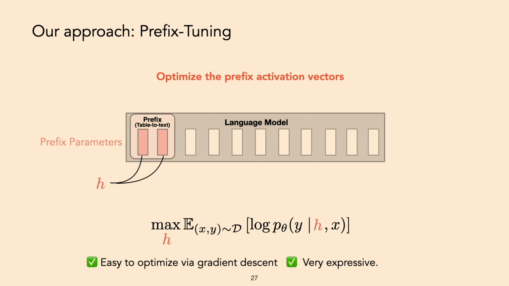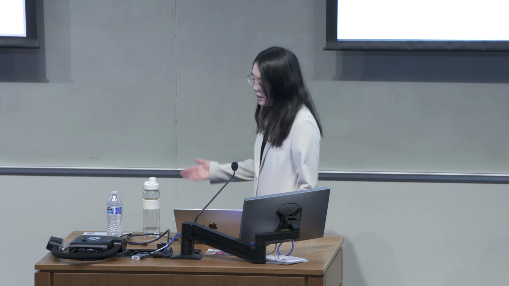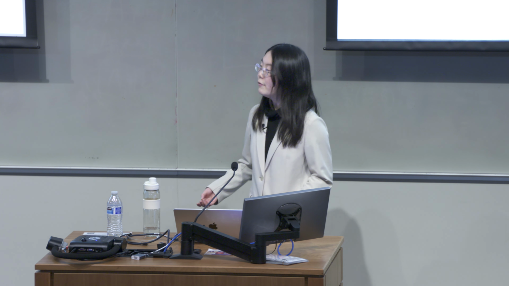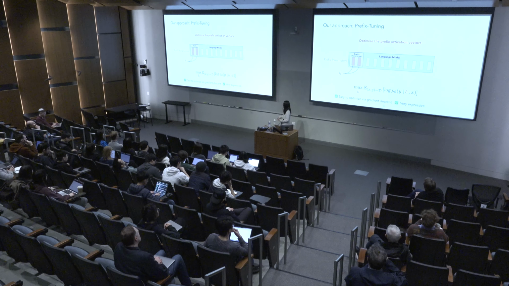So this is the new optimization objective. We freeze the model parameter theta and only optimize the prefix parameter H to maximize the likelihood of the data. This design makes the search space very expressive because it's now continuous, and also very easy to optimize because we can leverage tools like gradient descent.